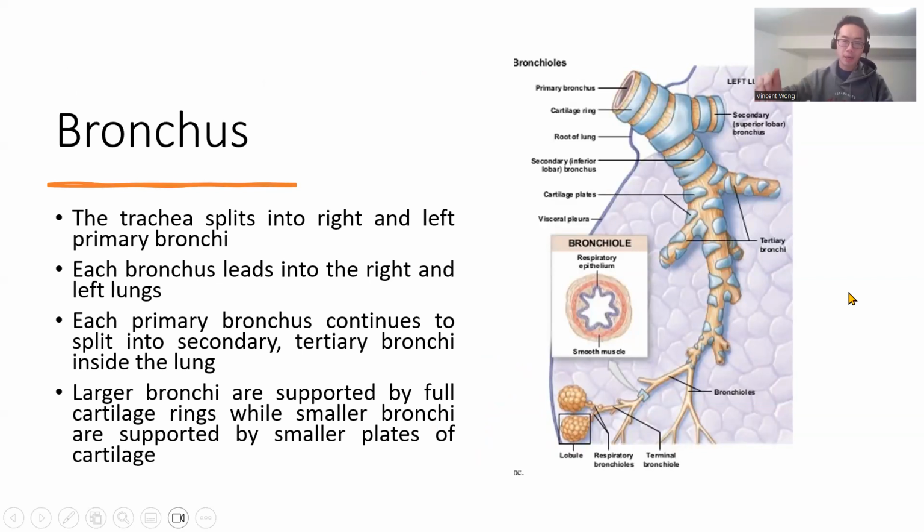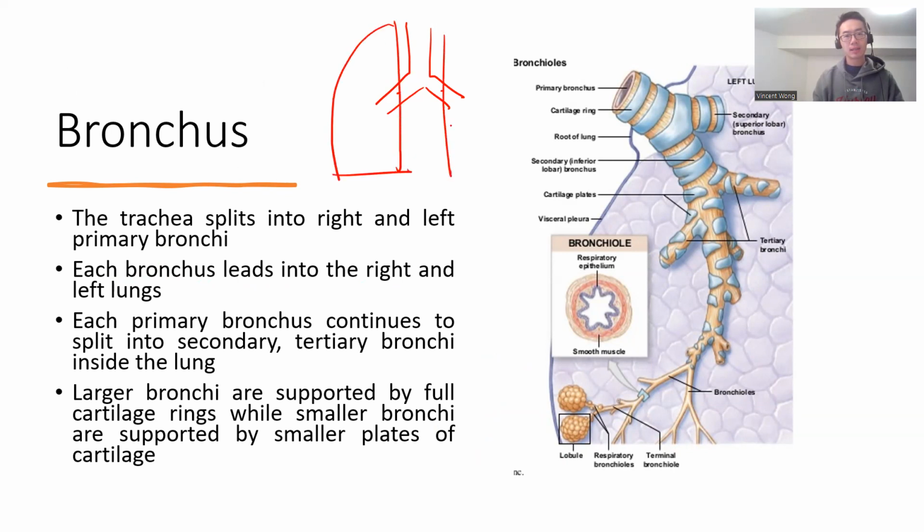So further down now, the trachea is going to split into right and left primary or main bronchi. Each bronchus leads into the right and left lung. As we labeled earlier, these are the bronchi, and then it goes into the lung, where it will continue to split. Inside the lungs, it will split into secondary and tertiary bronchi. Every time it splits, it gets smaller and smaller. It's kind of like an upside down tree, if you think about it.